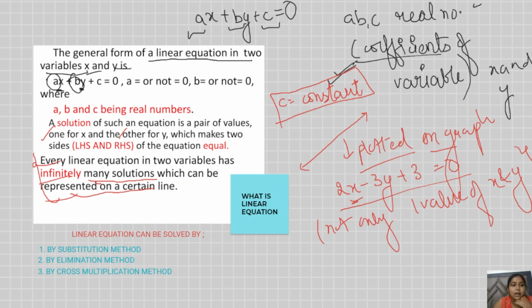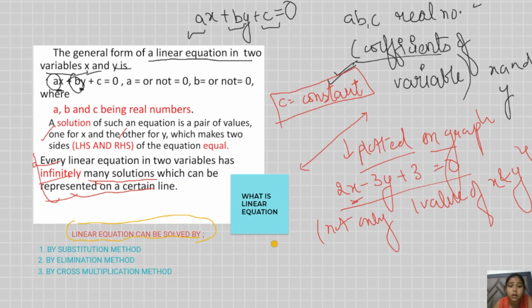Okay, so let's have a look here also. In this chapter, the main thing you will be learning is to solve linear equations by different methods, because in class 9th you studied only one variable, and the one variable case is easy as compared to the two variable case.